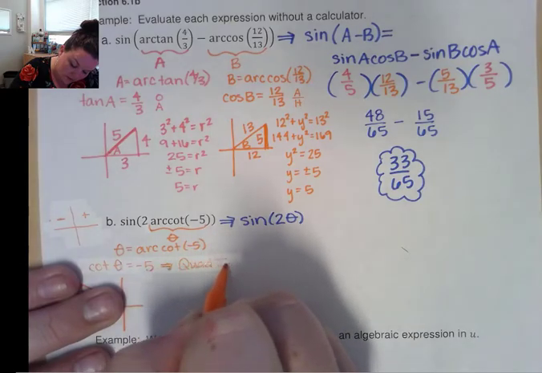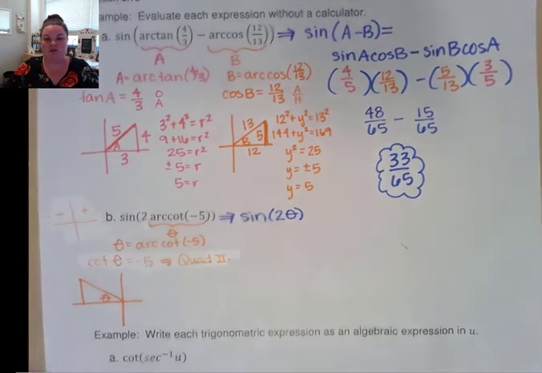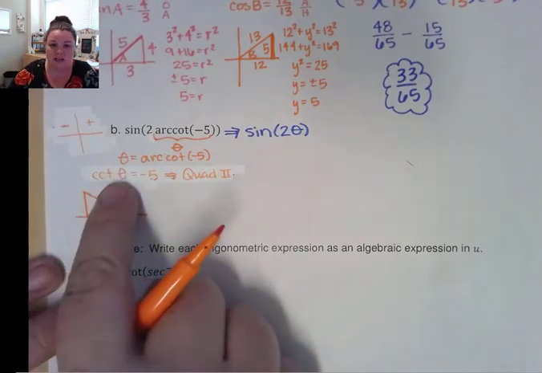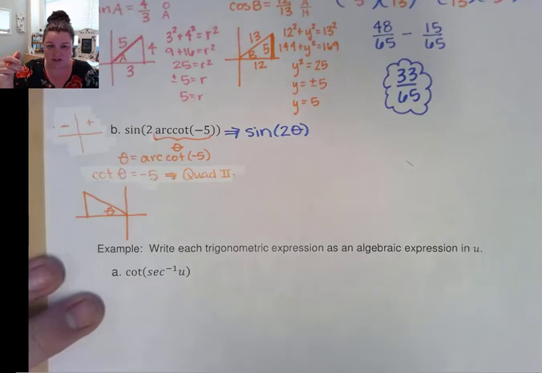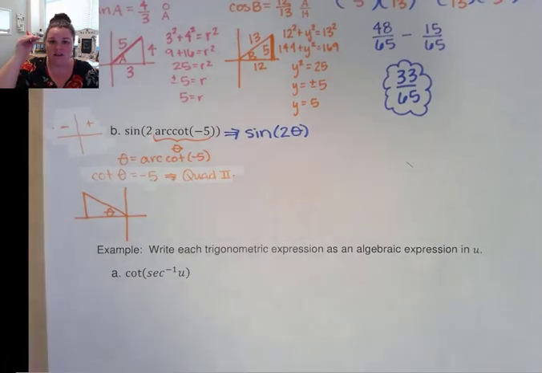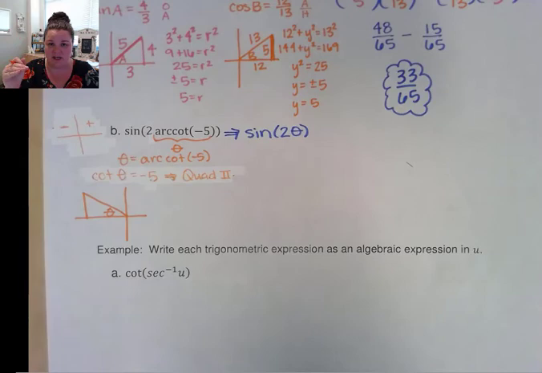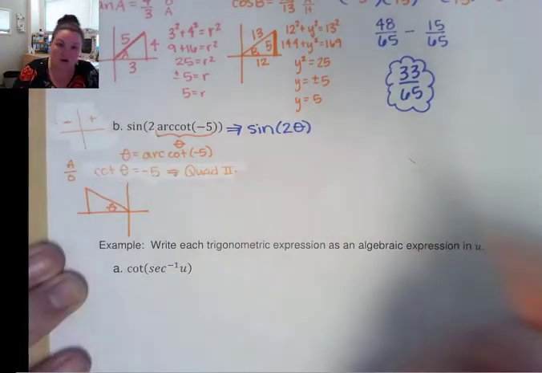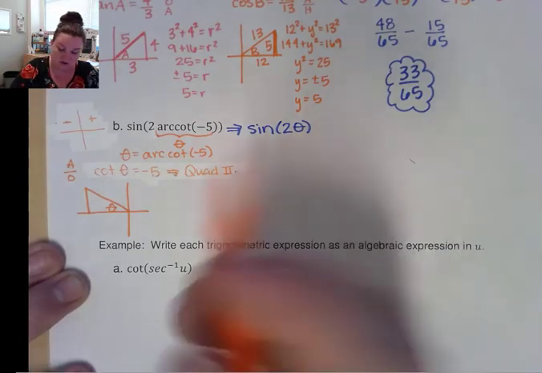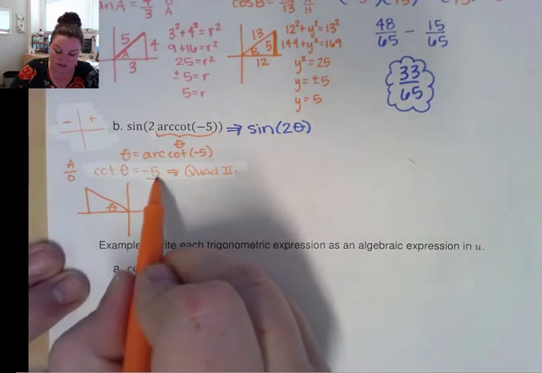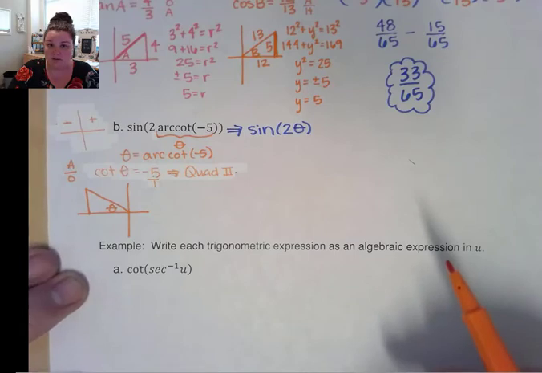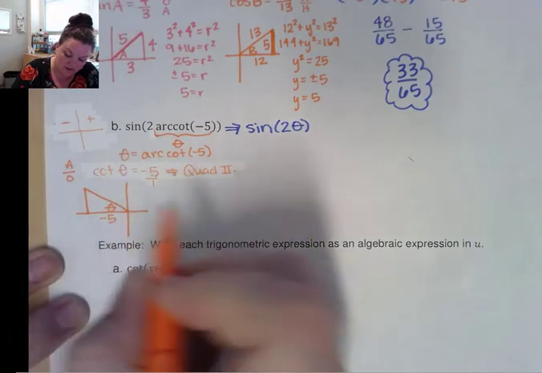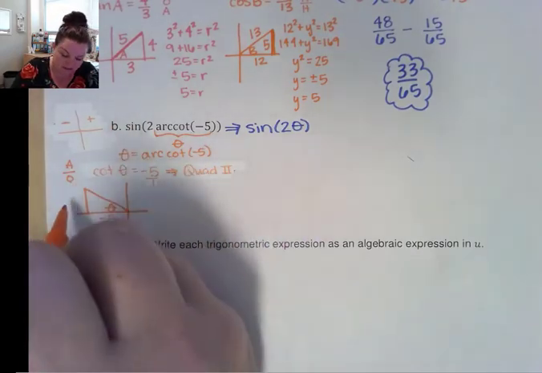So the fact that we have a negative cotangent value tells me that this is going to be in quadrant 2. Okay, so I'm going to go ahead and draw my reference triangle in quadrant 2. And remember, cotangent is the inverse of tangent. If tangent is opposite over adjacent, then cotangent would be adjacent over opposite, right? So again, I don't have a fraction here, but I can always put it over 1 to create a fraction. So that means my adjacent side is -5 and my opposite side is 1.